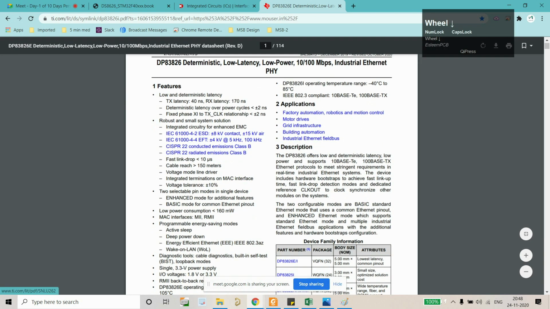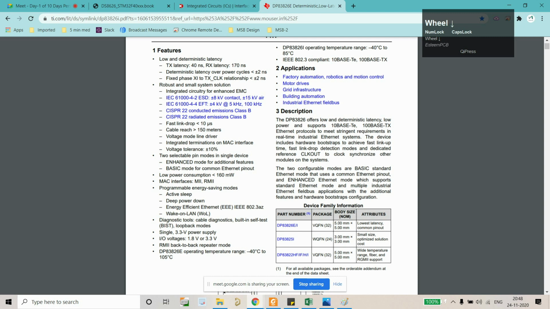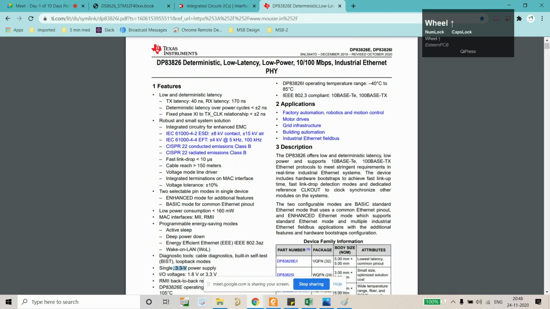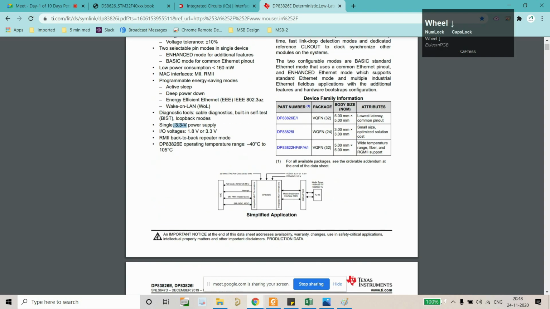Yeah. So here, if you'll see the features, it has all these certified protections related to ESD. As we discussed, it supports the 3.3 voltage level, right? And it follows IEEE 802.3 compliance, right? Now the most important thing is its block diagram.